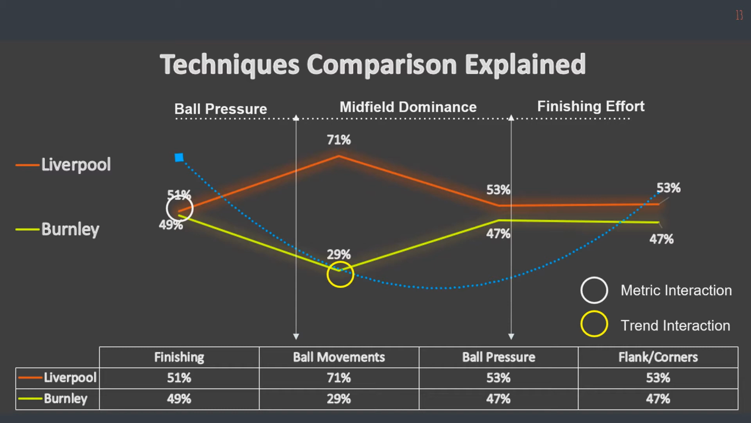Since there's no intersection in the midfield area, the blue trend line touches the away team Burnley and indicates that they are fighting very hard for superiority in this area and could cause disruption to the opponent. Lastly, the finishing effort looked pretty even as the trend line touches both teams.